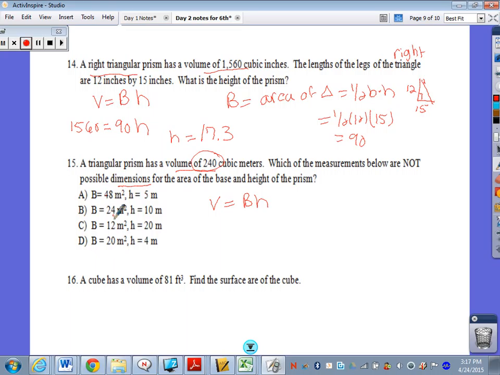So all I have to do is multiply these together and make sure it gets 240. So if you do each one, 48 times 5 is 240. 24 times 10, 240. 12 times 20, 240. But then 20 times 4 gives me 80, so that doesn't work.